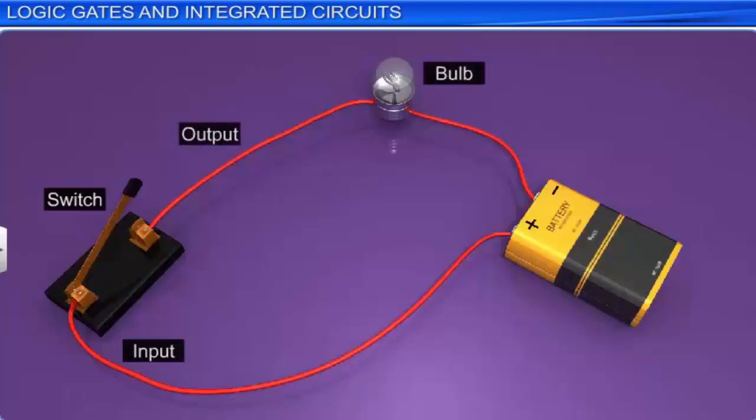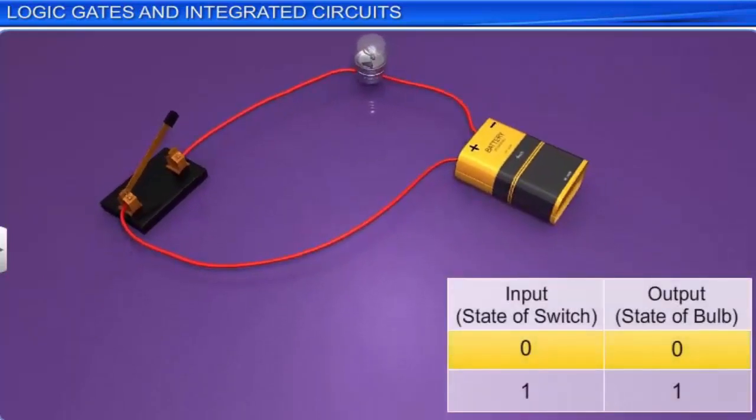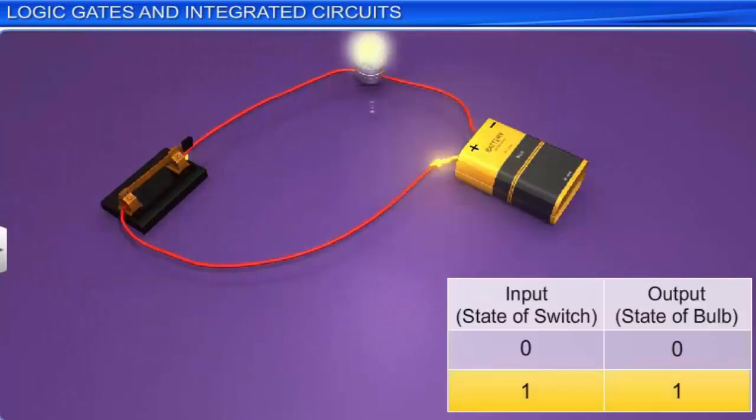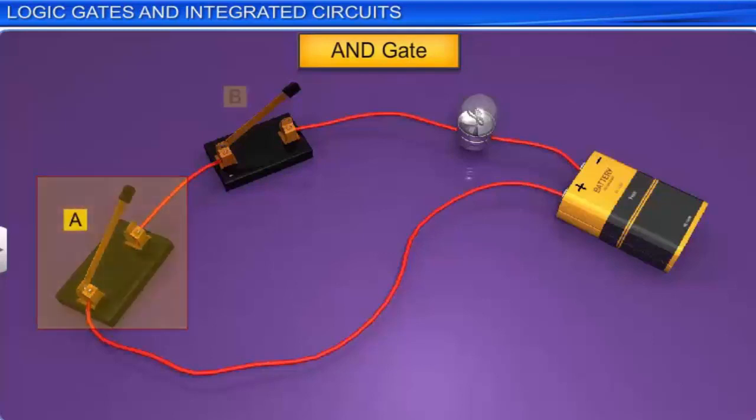Here, the state of the switch is the input that determines the state of the bulb that represents the output. An open switch represents an input of 0. The bulb remains off in this condition and represents an output of 0. A closed switch represents an input of 1. The bulb lights up in this condition and represents an output of 1. Now here is a circuit representing an AND gate. An AND gate has 2 or more inputs. The two switches A and B represent 2 inputs and the bulb O represents the output of the logic gate.